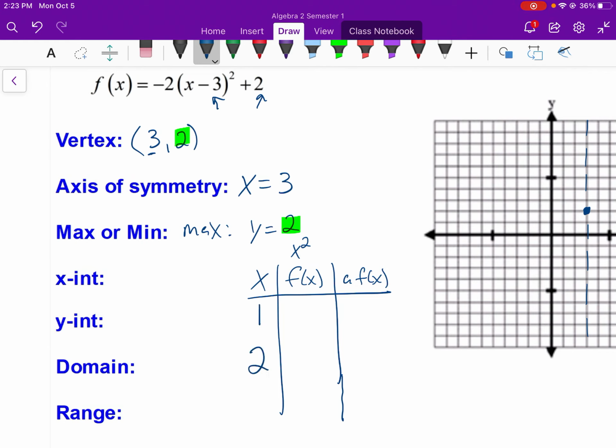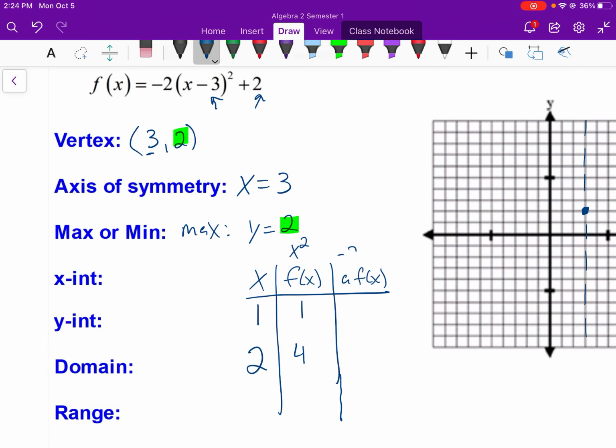So we're going to do 1, 2. Again, that x column is going to tell us how far right and left we're going to go from the vertex. So 1 squared, when we go to the next column, is 1. 2 squared is 4. And then multiplying by that a value, which in this case is negative 2. So negative 2 times that middle column, the 1 and 4. So negative 2 times 1.